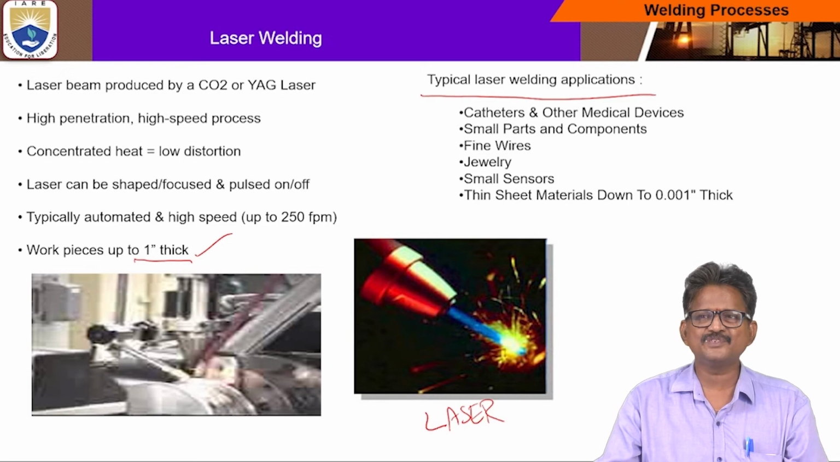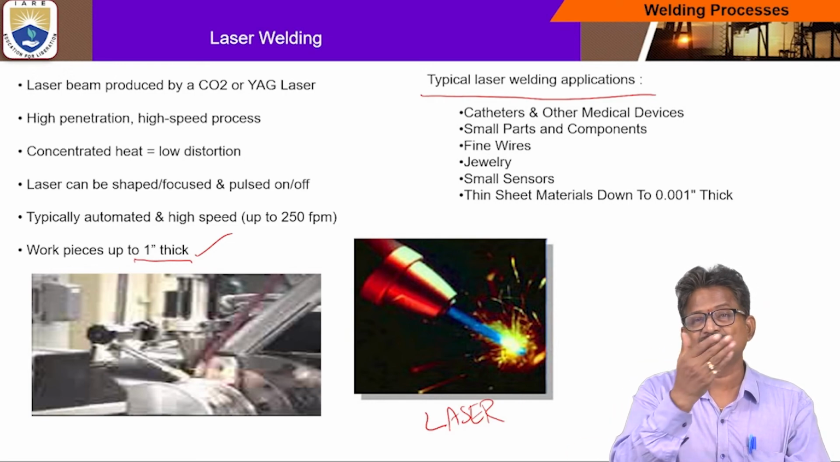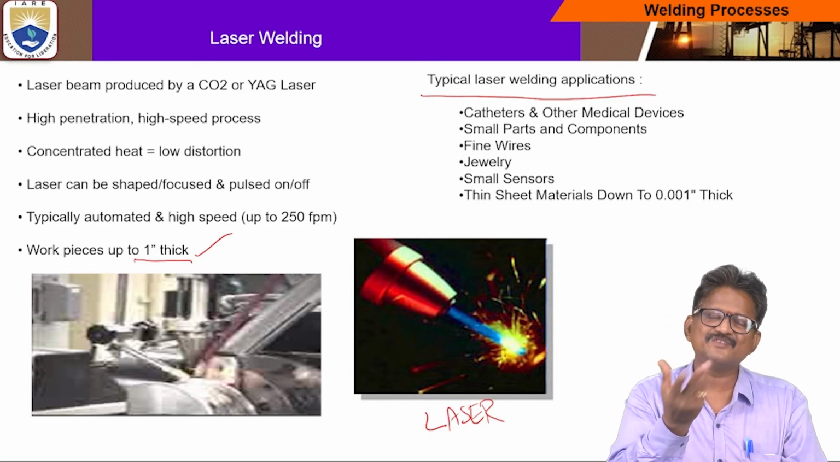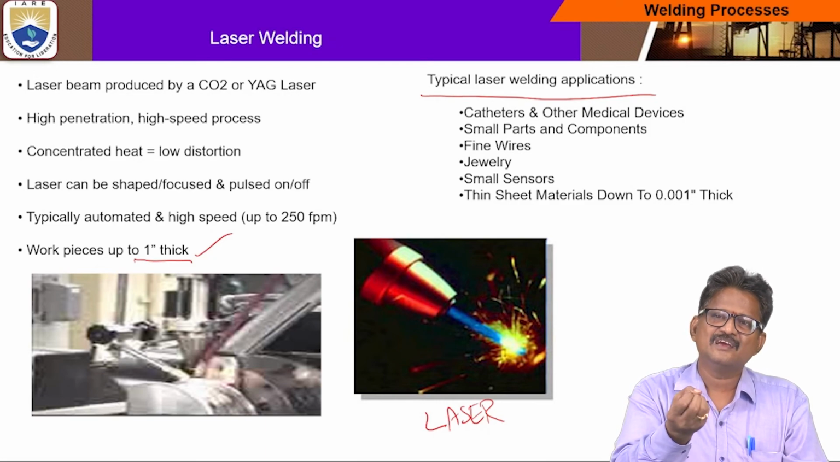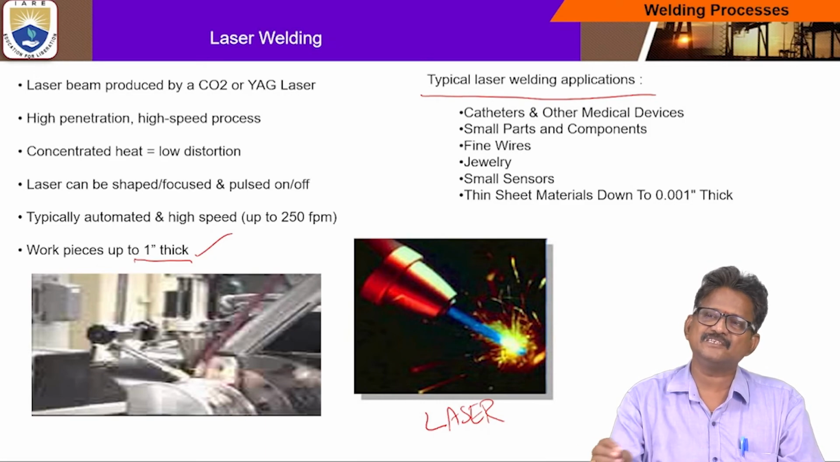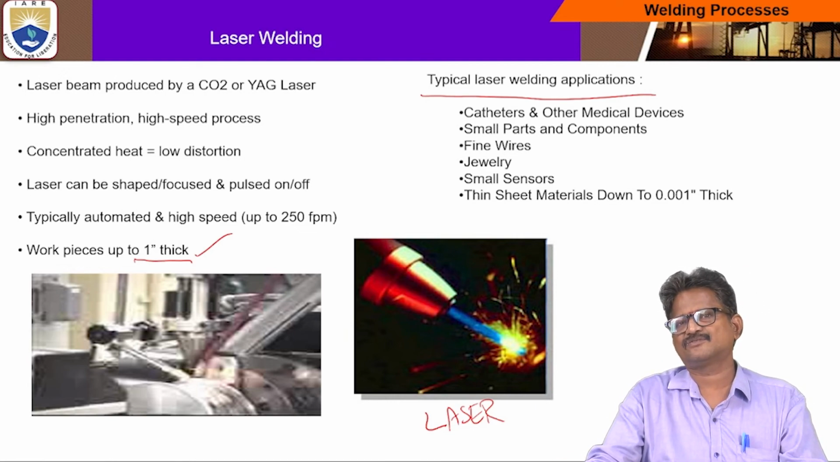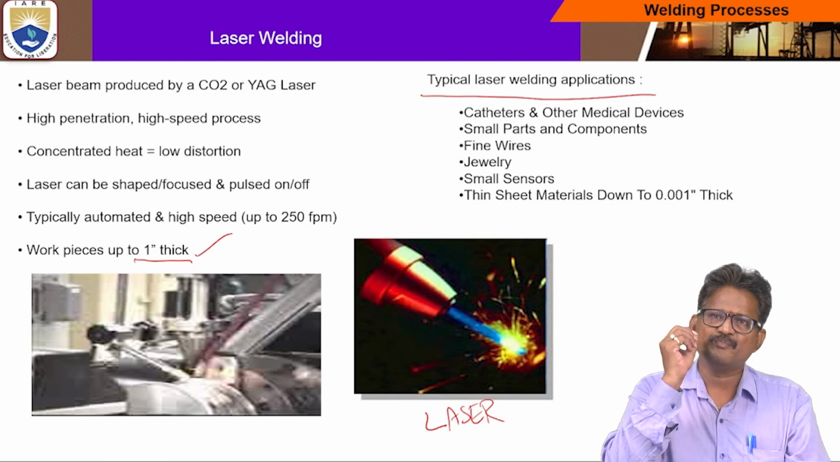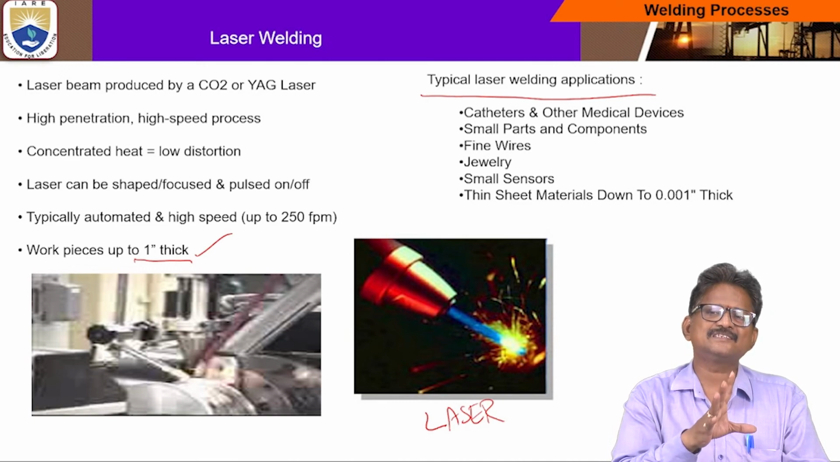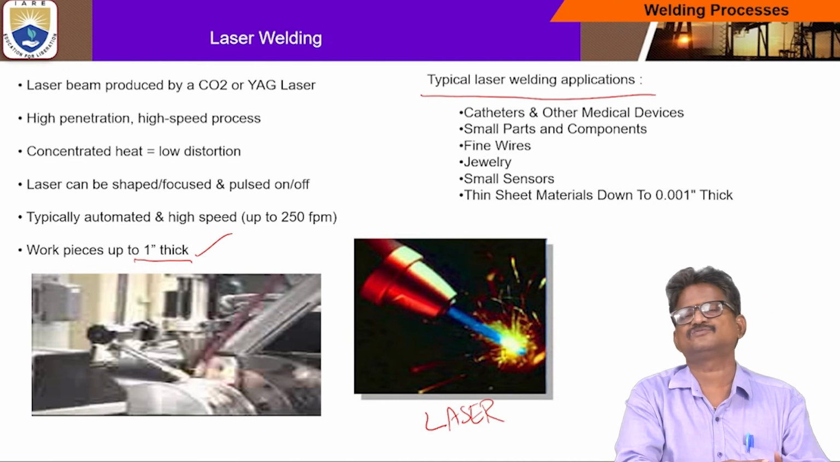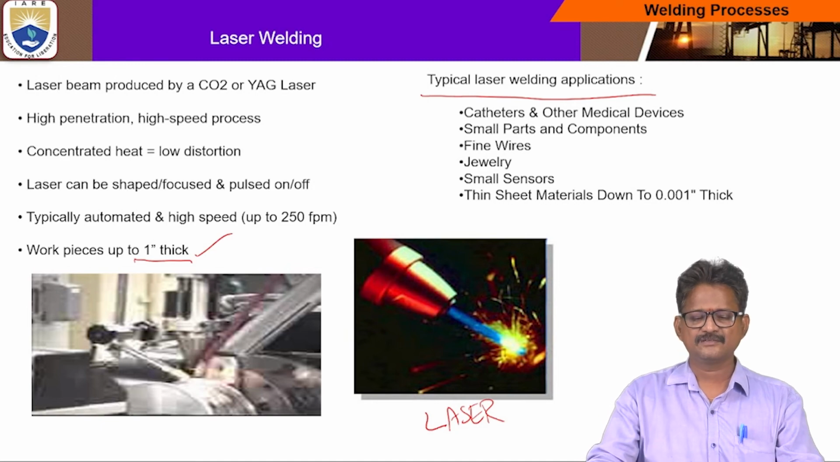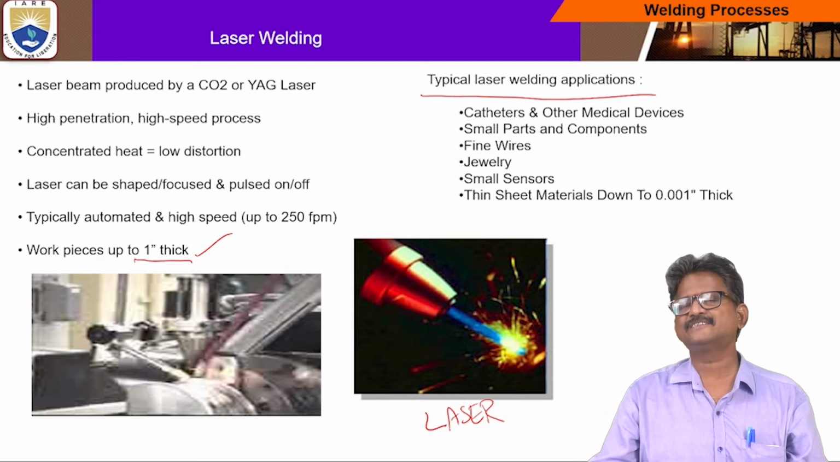Suppose you use these types of sections in arc welding or MIG welding, it is very difficult; they will be damaged, because they will be affected by the high temperatures. Only a laser beam can, in a fraction of a second, allow them to be joined together effectively. So this is what the laser welding process is about.